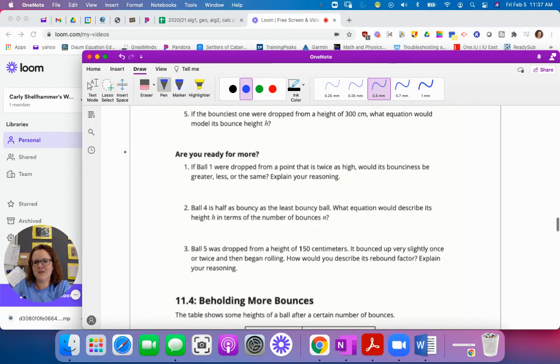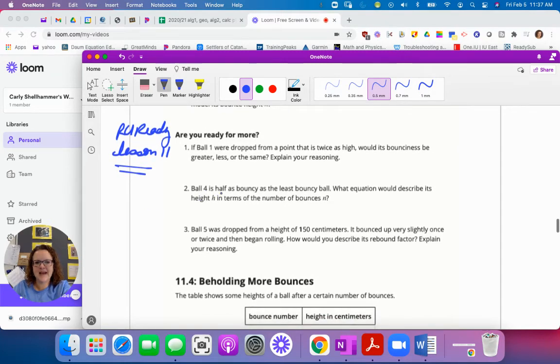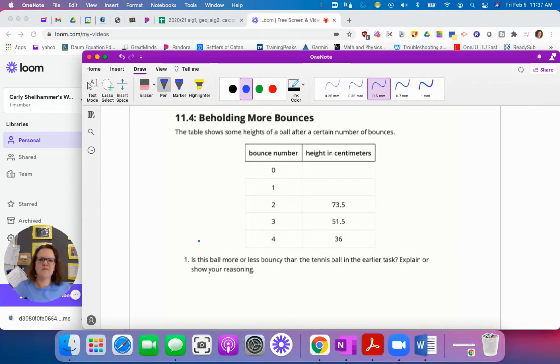All right, are you ready for more? Lesson 11. Okay, this is a good one. Half is bouncy. What's the equation? Okay. All right. And then 11.4. Behold more bounces. So let's look at 11.4.